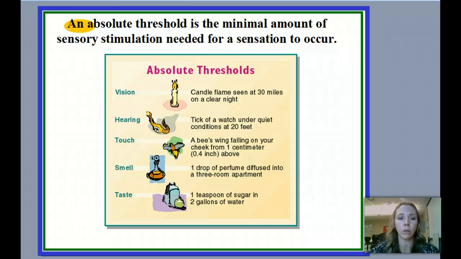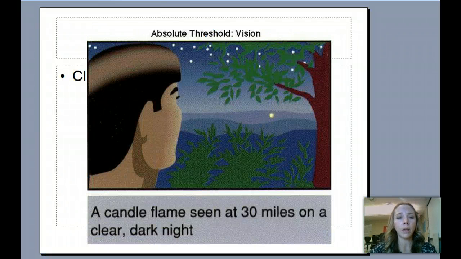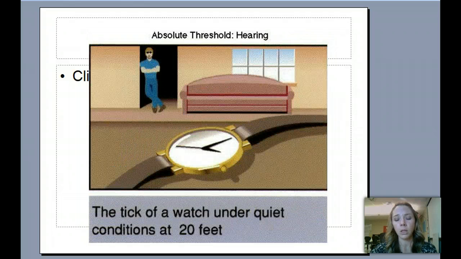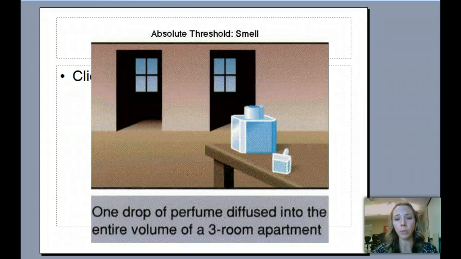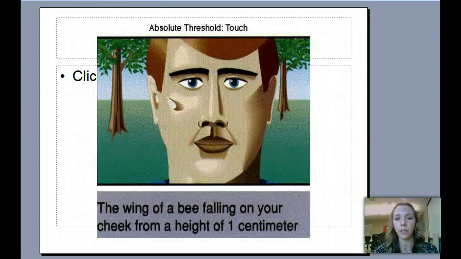All right, so here are some slides that go through that. So 30 miles away, a flame, that's how good our vision is. All right, tick of a watch, 20 feet away. 2 gallons of water and a teaspoon of sugar, we're able to taste that. A drop of perfume, and I think of like a 3-bedroom house, and then a bee's wing falling a centimeter.